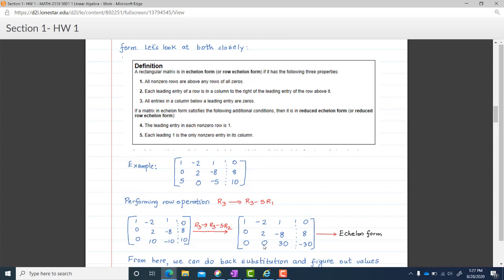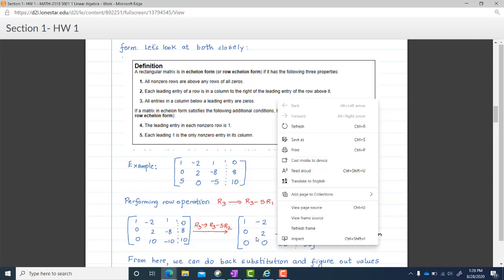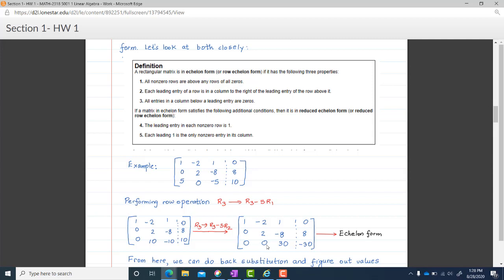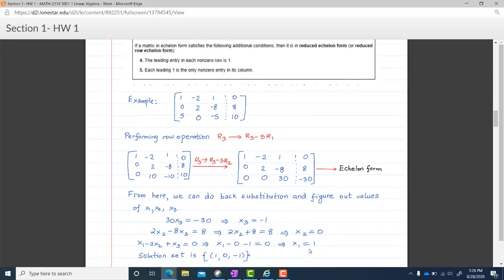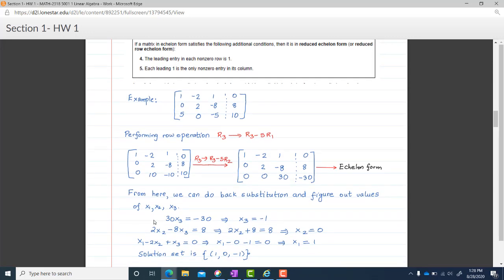So that's my echelon form, right? There is no row of zeros. If there was, it should be at the end. The leading entries should be arranged diagonally and everything below the leading entries in the rows should be 0. And I'm done. So from here, since my columns are x1, x2, x3, first of all, from row 3, 30x3 is negative 30, which means x3 is negative 1.